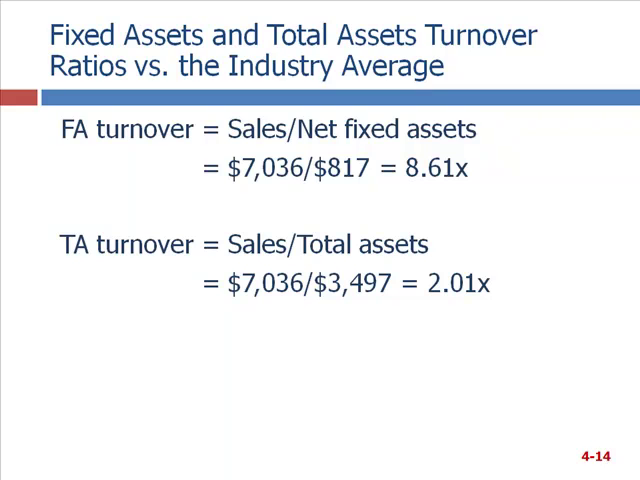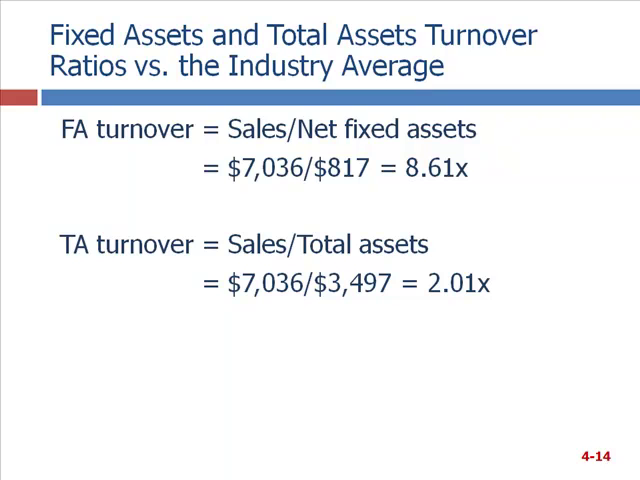With total asset turnover, it's the same exact idea, except we are not just looking at net fixed assets, we are looking at total assets. So total assets for DeLeon most recently is 3497, and so when you look at the sales of 7036, you can say that DeLeon sells about twice the level of its total assets in this most recent year.